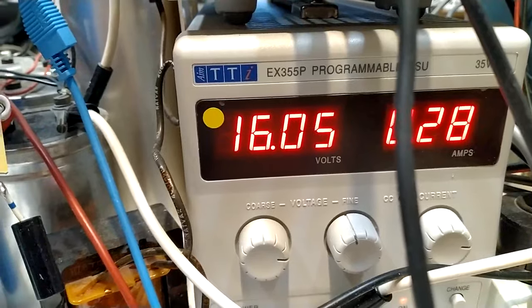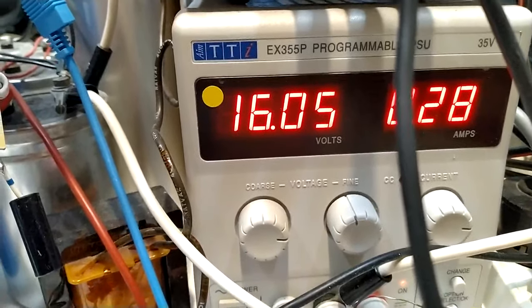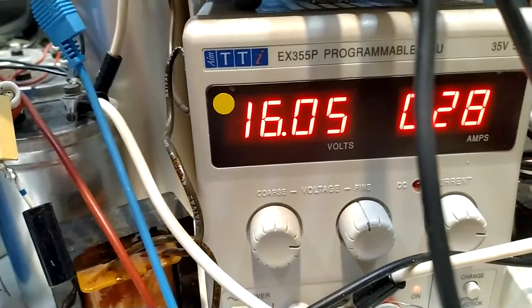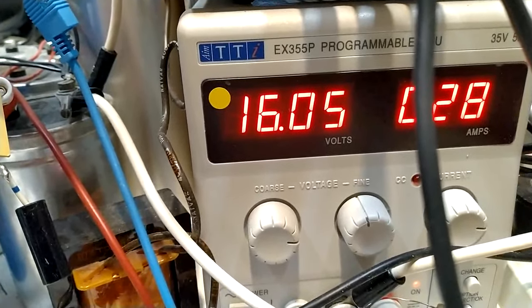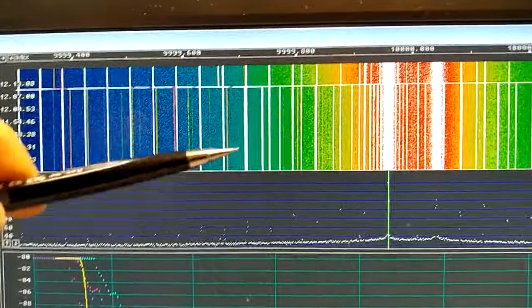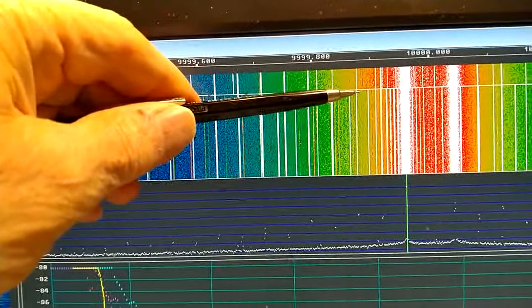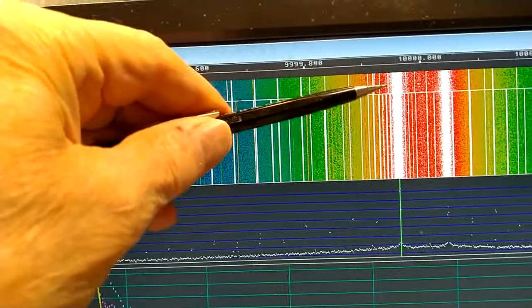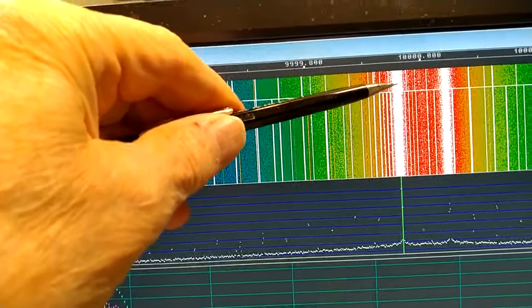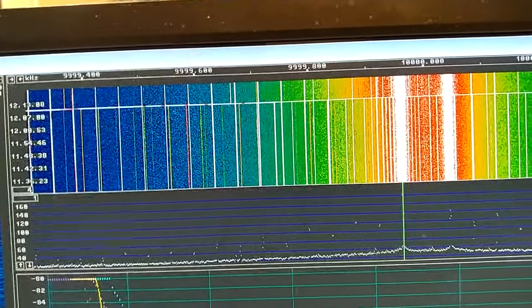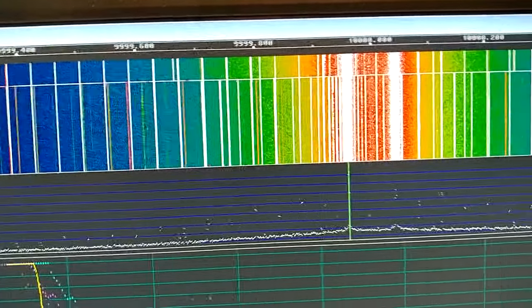Now I have switched to another power supply. This one is not specified as low noise, so it is standard noise from this supplier. What I see here is that there is much more noise at the side here. It's red, it was green before. But there are fewer spurs close to the carrier. Means fewer low frequency spurs from the supply.